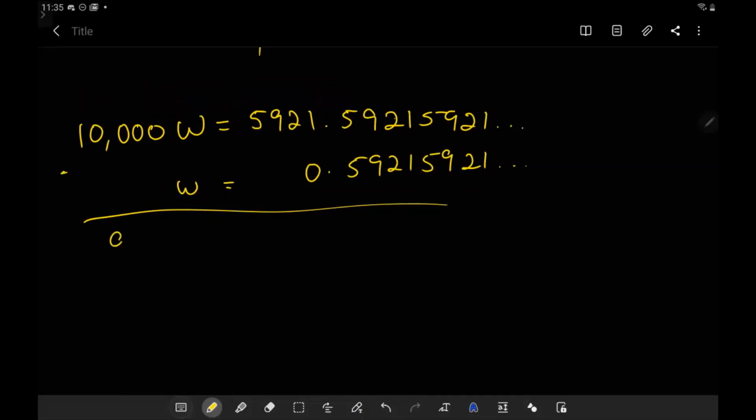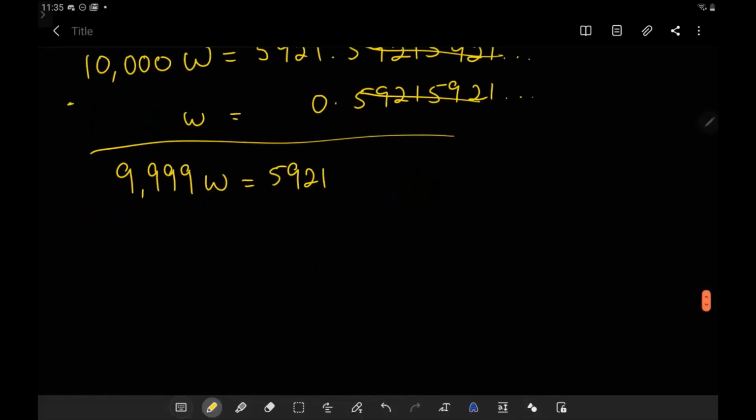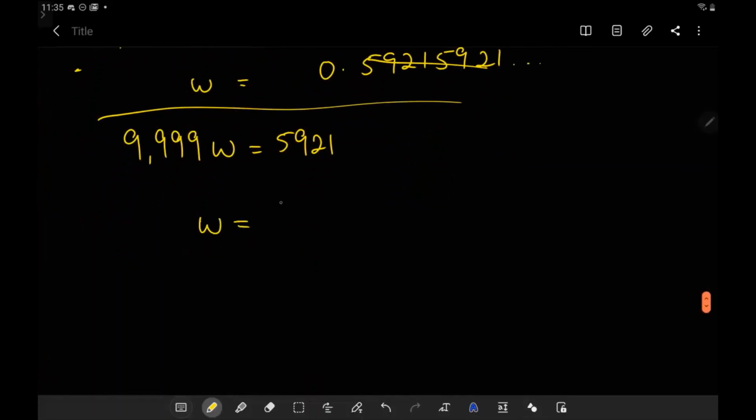We get 9,999w. And when we subtract, we get 5921 and the infinite tails cancel. All right, so w is equal to 5,921 over 9,999. And that is our answer.